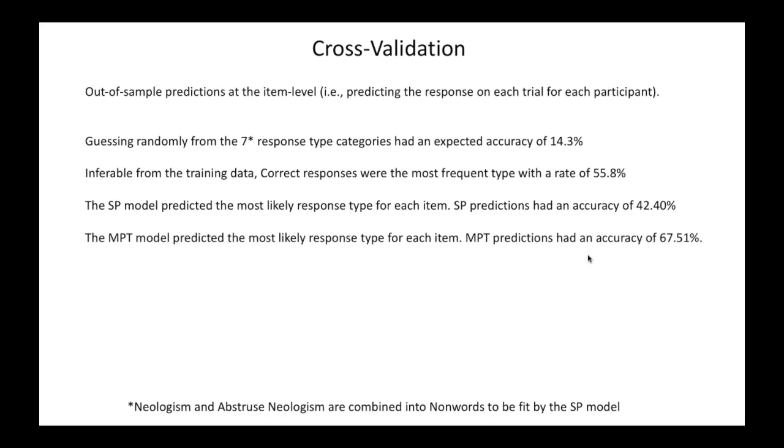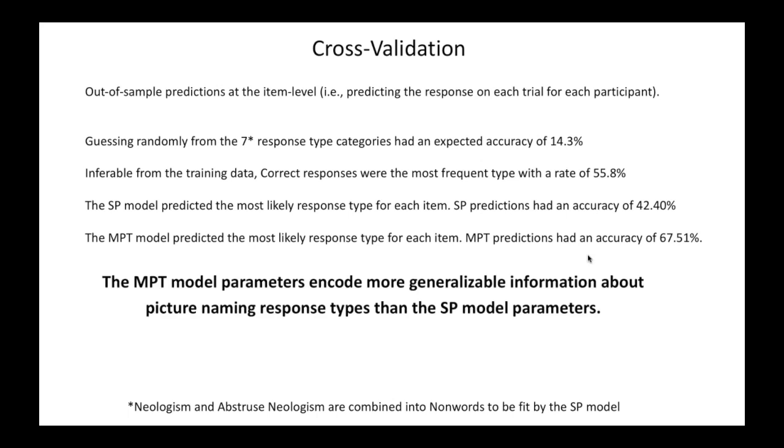What we can show is that when the MPT model predicts things at the item level, it's doing better than just random. It's doing better than just guessing the mode. It's getting useful predictive information at the item level. So it's getting more information about picture naming than the SP model. Again, perhaps this is not surprising. It has more parameters. It has the ability to leverage item information. But this expansion in parameters is theoretically motivated. We're not just randomly adding parameters, and we're getting more information. So this is good. This is heartening. But what other data do the MPT model parameters encode information about?